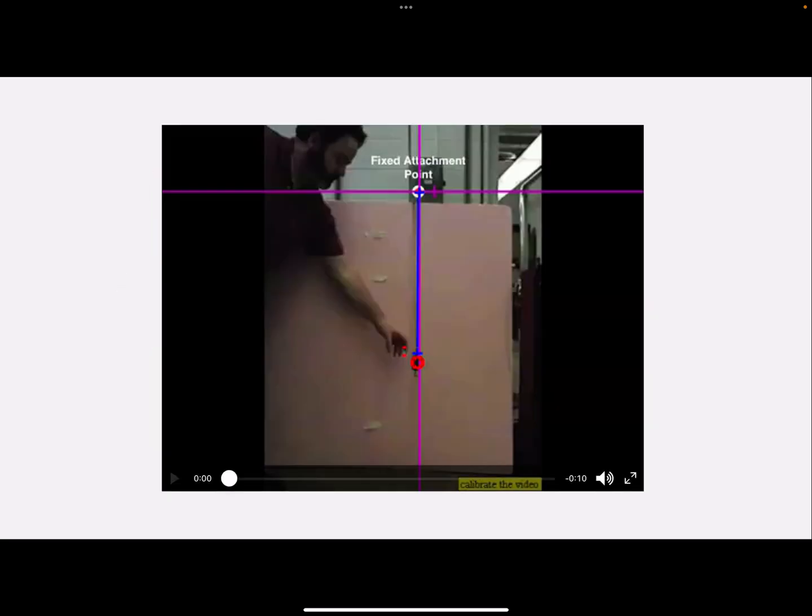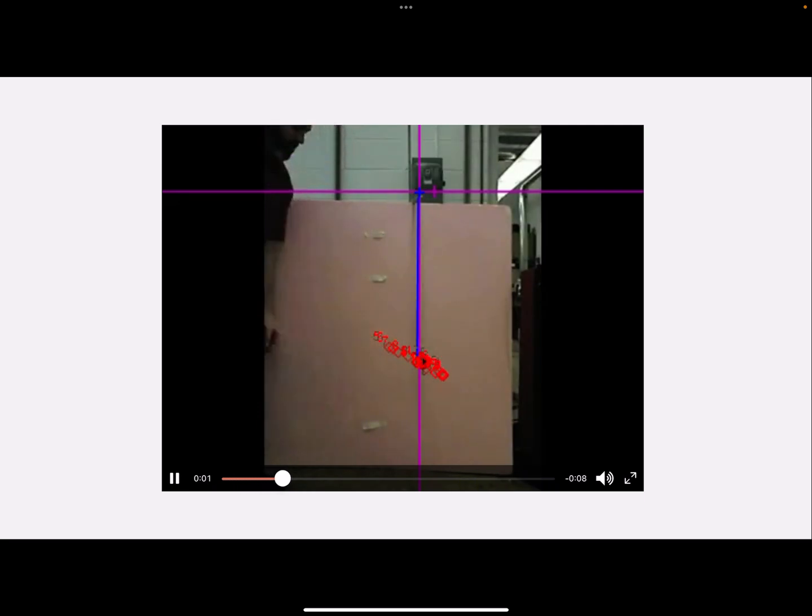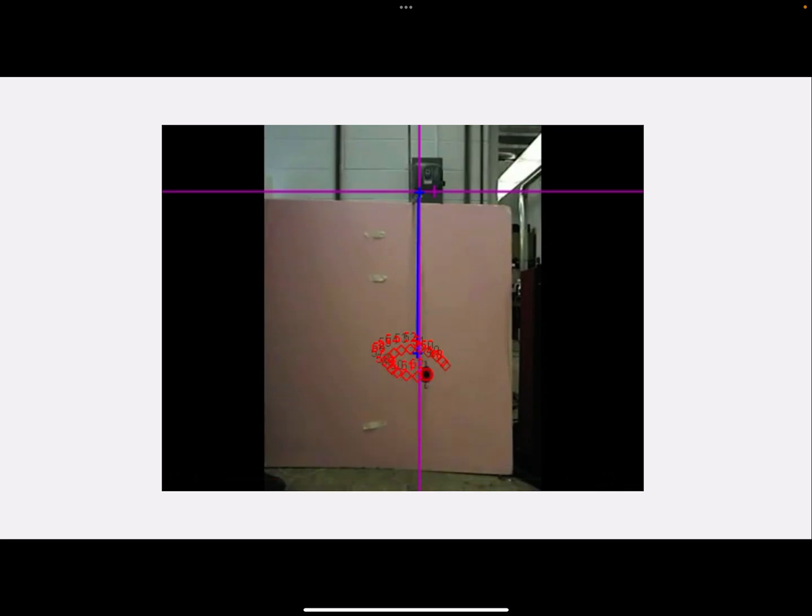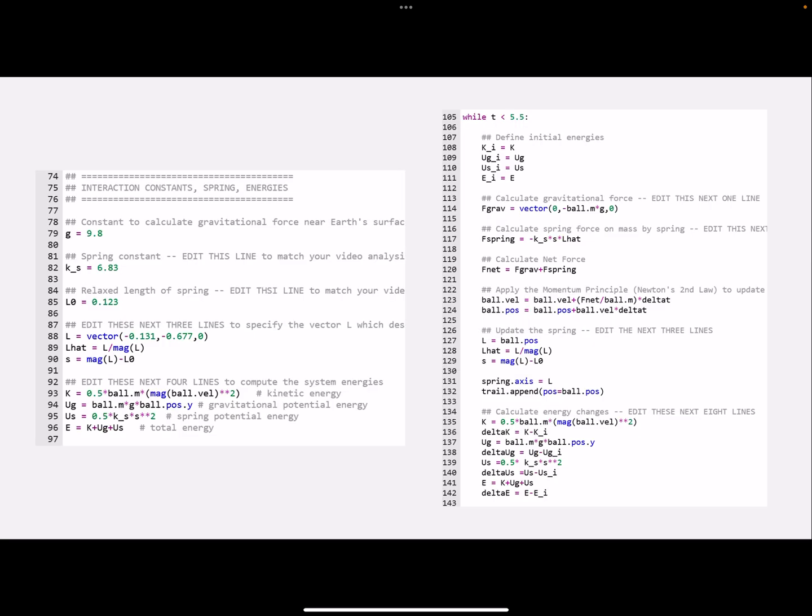So here is the video that was analyzed with the tracker data. You can see all the different points pointed on the approximate center of mass of the spring, and you can see how the motion oscillates. So that was observed. And then here is the code I wrote.